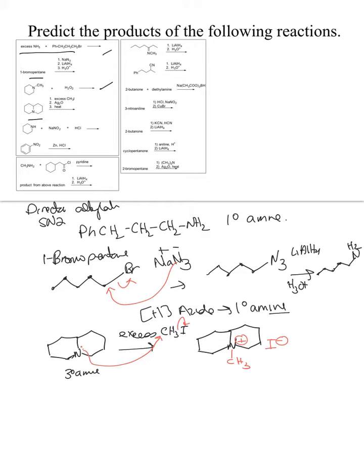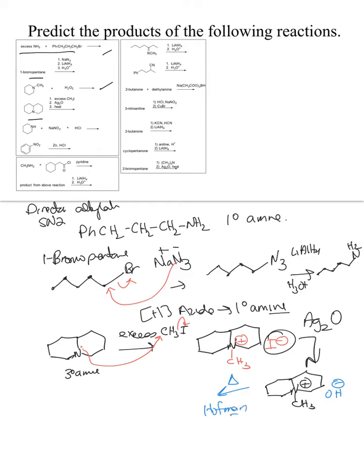And then the second thing, we react it with silver oxide, Ag2O. And what that does is it basically exchanges the iodide for OH, and then when you add heat, you do a Hofmann elimination.